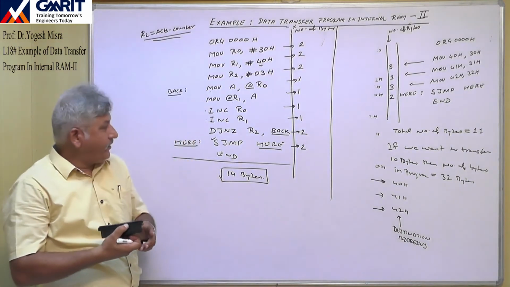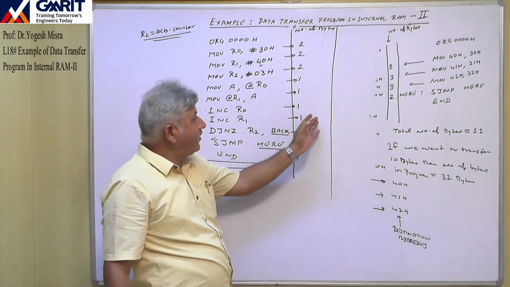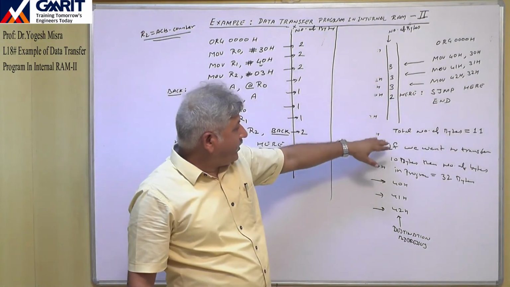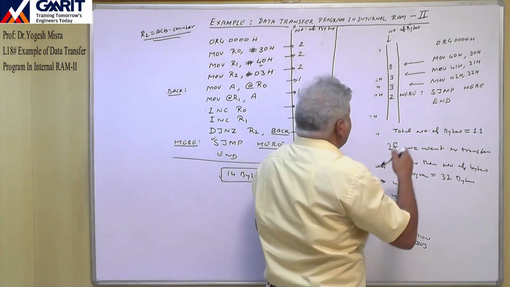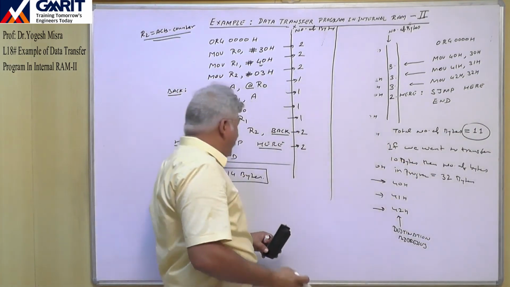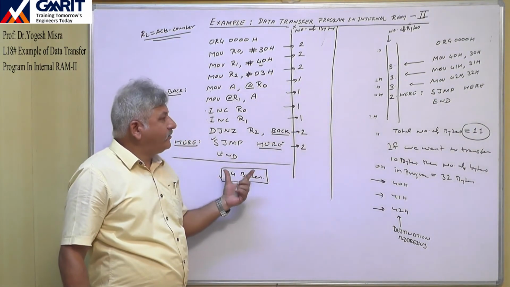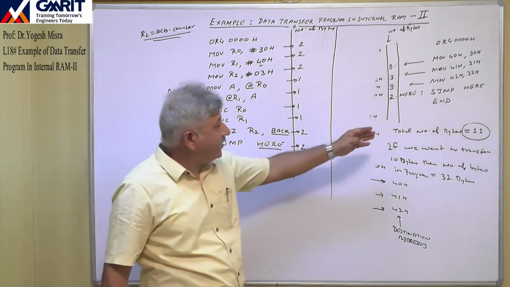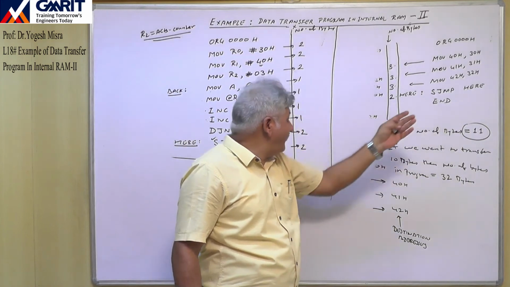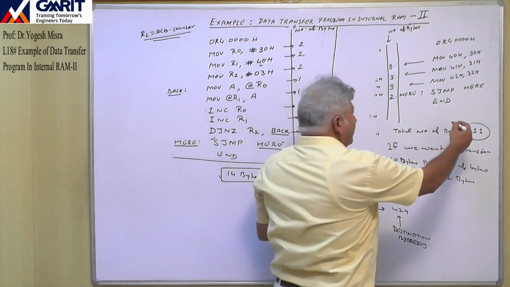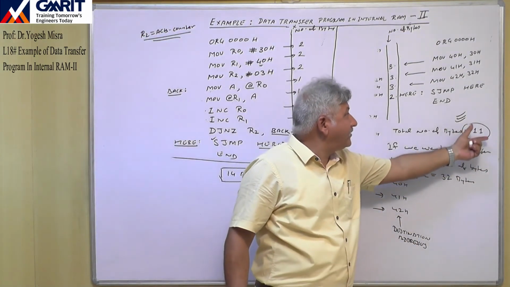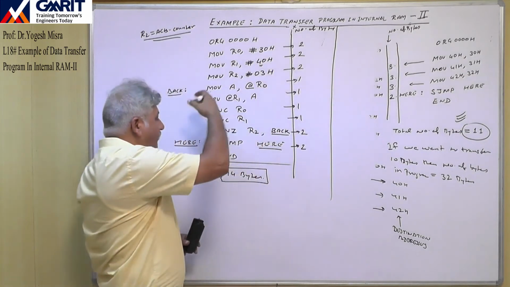Now if we compare this with the program which we have written previously, in that program the total number of bytes was 11, and here it is 14 bytes. So it seems that when we are transferring 3 bytes, then that program seems to be efficient because it requires only 11 bytes, whereas this program required 14 bytes.